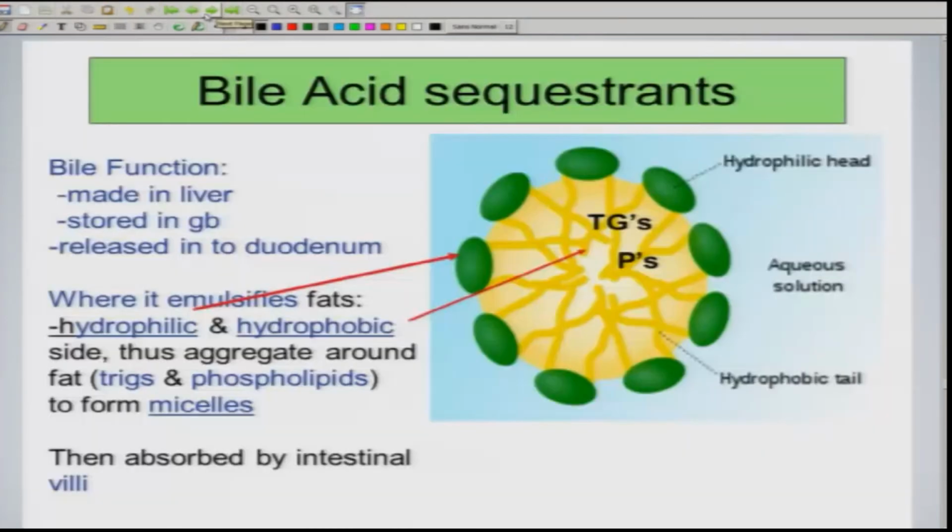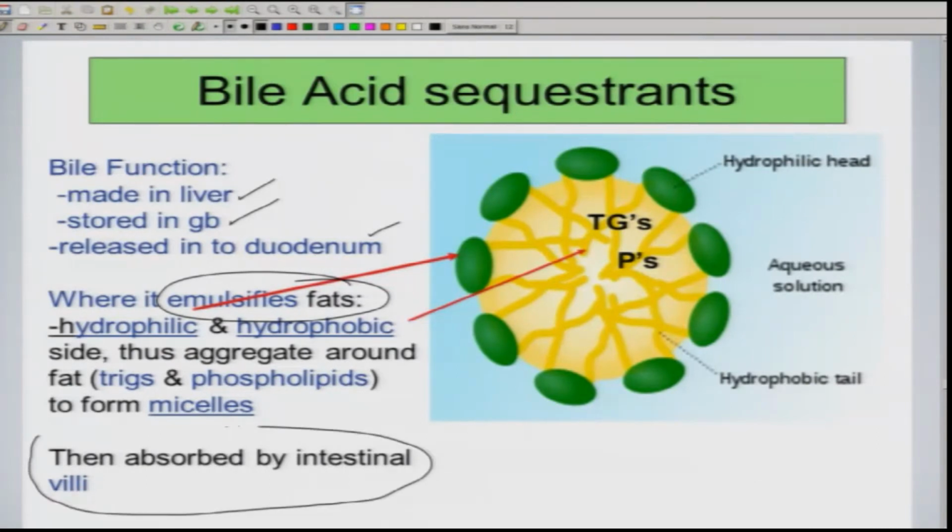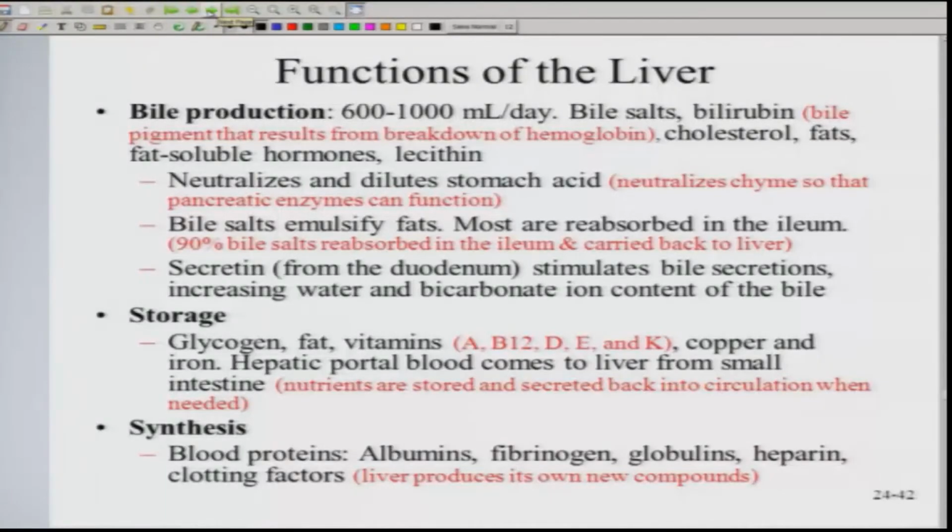Okay. So, talking about bile acids, bile functions: it is made in the liver, stored in the gallbladder, released in the duodenum, where it emulsifies fat. The major job of bile is to emulsify fat. It has hydrophilic and hydrophobic moieties, and is then absorbed by the intestinal villi. Hydrophilic head in aqueous solution, hydrophobic tail. It is an amphipathic molecule, and the functions of the liver include bile production of around 600 to 1000 milliliters per day.